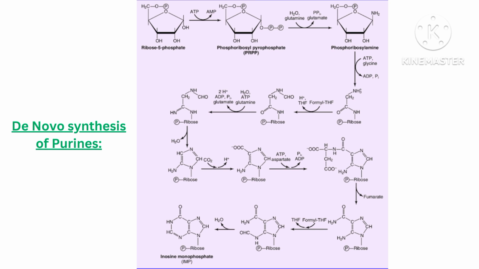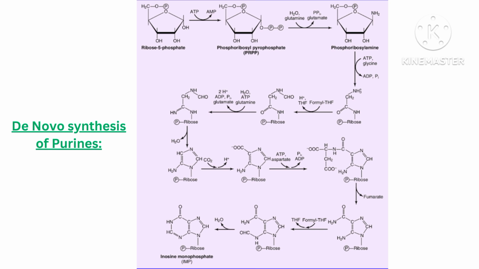Then the steps of building the purine ring start. Glycine is added to form glycinamide ribonucleotide, GAR. A formyl group from tetrahydrofolate is added to GAR, forming FGAR. Glutamine donates an amine group to FGAR, forming FGAM. Cyclization: FGAM converts into 5-aminoimidazole ribonucleotide, AIR.